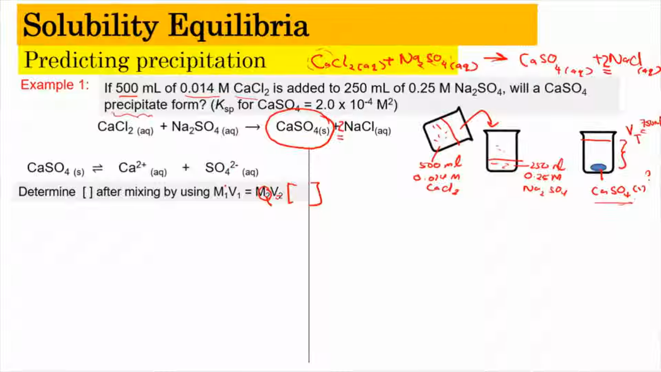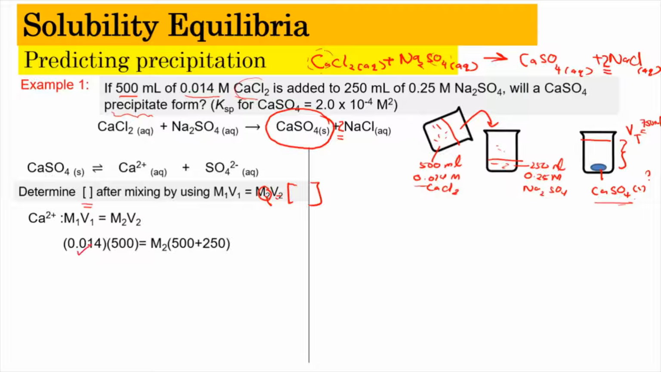SO4 2-. Therefore, we're going to find the new concentration by using M1V1 equals M2V2, because the volume V2 has been changing. So let's say we want to find the concentration of the Ca2+, we're going to do M1V1 equals M2V2. Initially, the concentration of the Ca is 0.014, which is gotten from the initial value here, 0.014, and the initial volume is 500.